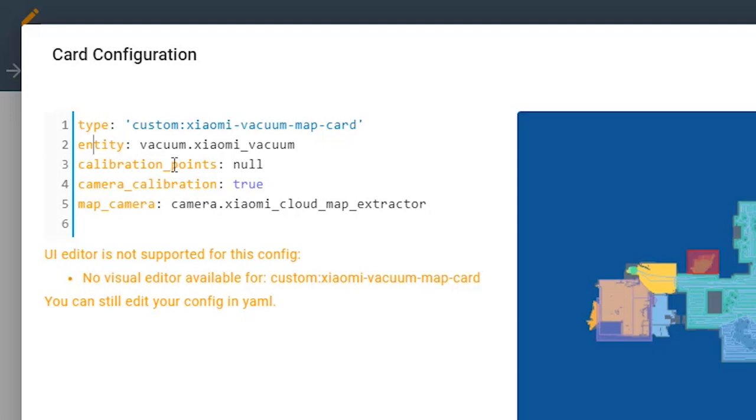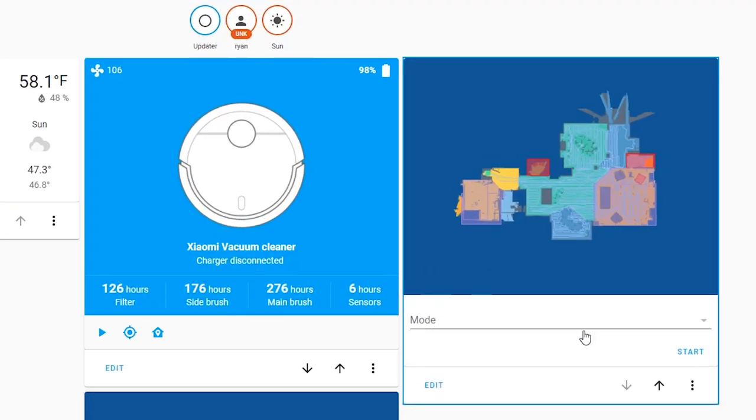Since we're using the custom card, the custom map extractor from the same author, he states in there we don't need to add calibration points, because if we were trying to calibrate the vacuum cleaner to the existing image, we would need to define different locations on this map for the map to match up with the UI. But since it's all integrated together, you can mark the calibration points as null, but you do need to define the map underscore camera as that camera from the last step that shows the image of the map itself. And then camera calibration is set to true because it's going to extract that information from this camera here. So that's the basics, what you need to do. Click save and it'll add the card on here.